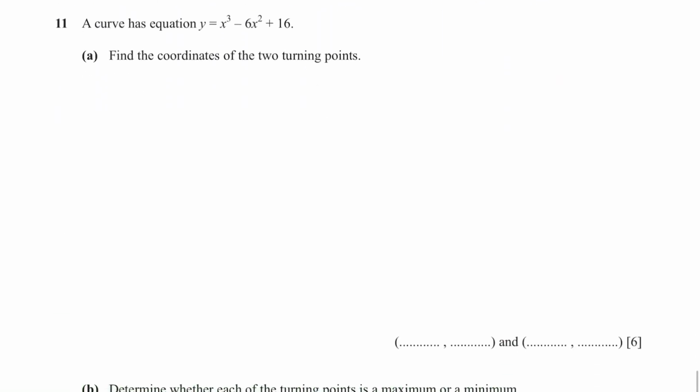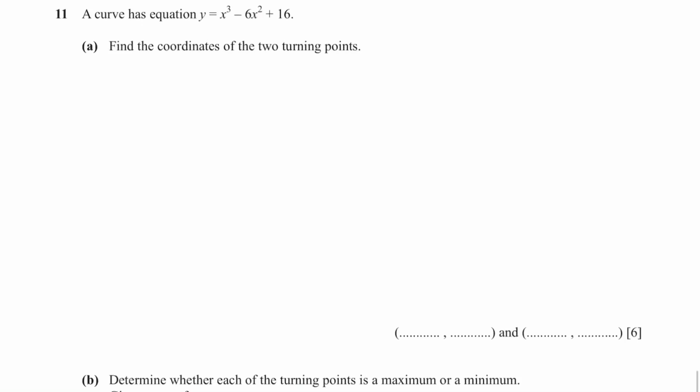Last question, question 11. A curve has equation y equals x cubed minus 6x squared plus 16. Part A. Find the coordinates of the two turning points. What should we do to find the turning points? Differentiate the equation.